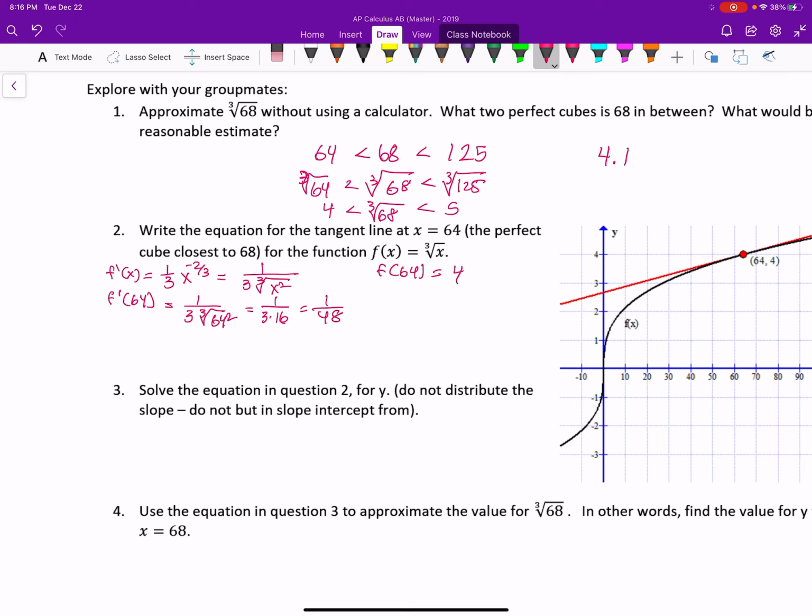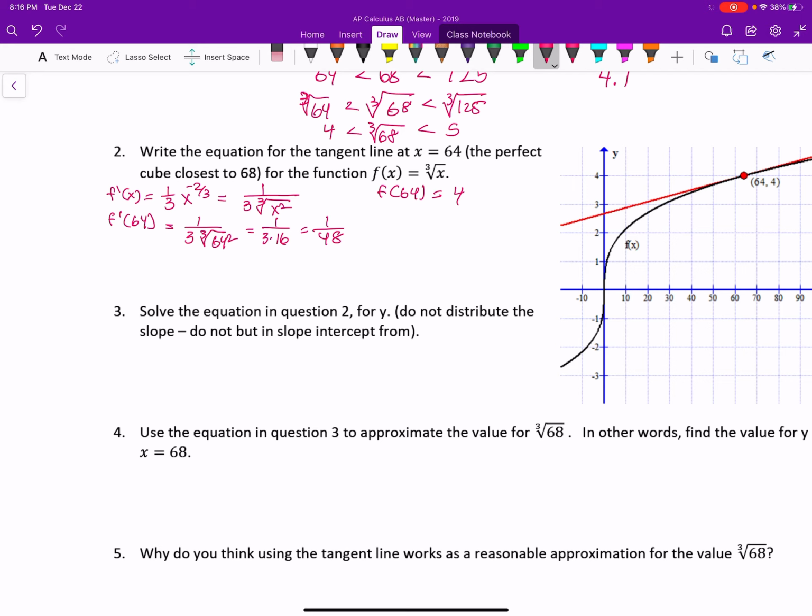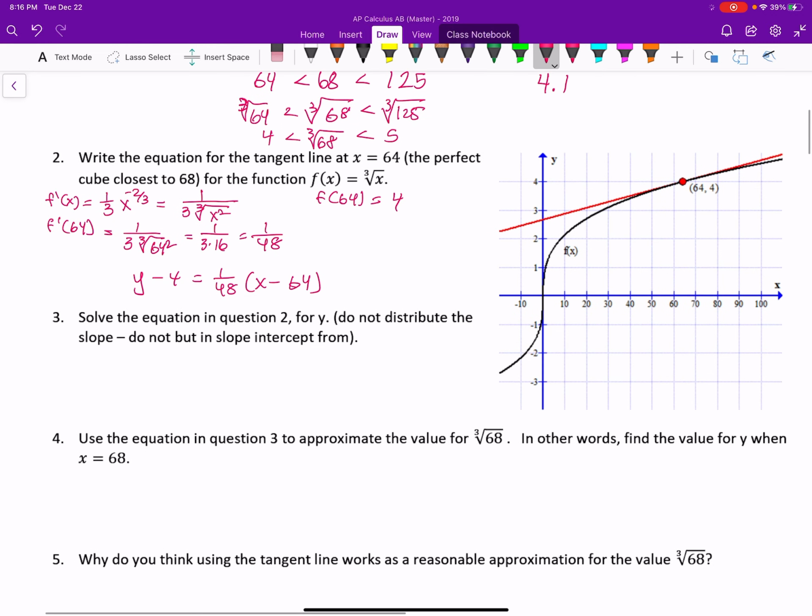Okay, I'm going to put it in point slope form, which is the next part here. Solve the equation. Oh, no, we're still on it. So y minus 4 is equal to 1/48 times x minus 64. So right now, that's the tangent line. Do not put it in slope-intercept. You guys, some of you are all so attached to slope-intercept form. Do not do that. In calculus, it is the least useful form most of the time.